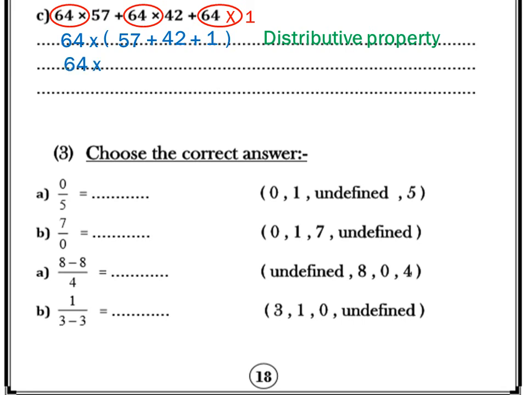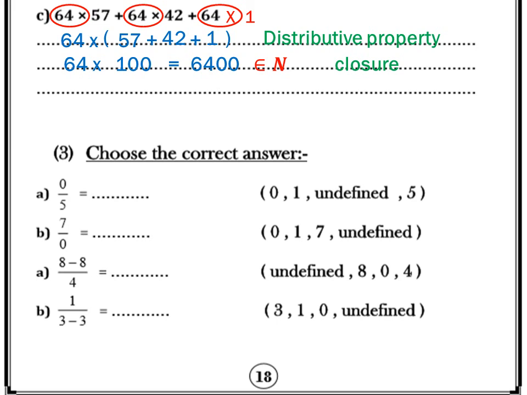Here we have 64, and now calculate the bracket. 57 plus 42 plus 1 on calculator. The answer will be 100. So 64 multiplied by 100 equals 6400, which belongs to N, closure property.